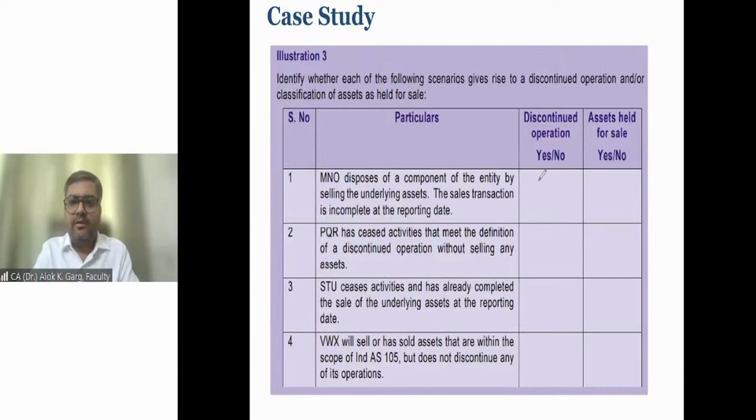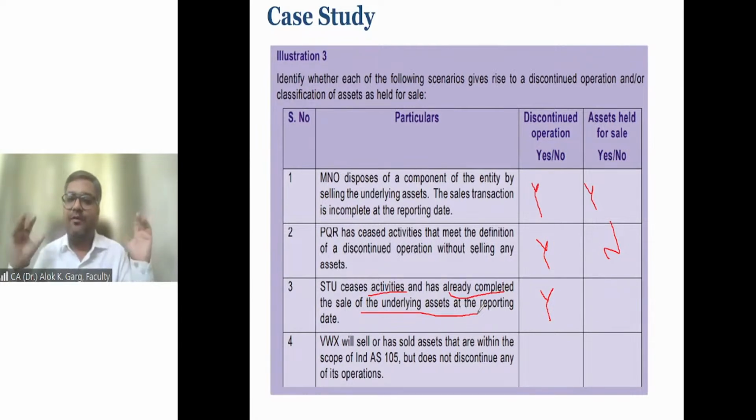Is it visible now? So in question number 1 it was yes, in question number 2 it was yes, in question number 3 it was yes, and in question number 4 it was no. STU ceases activity and already completed sale of underlying assets at the reporting date. Considering these activities are like a component, it is a discontinued operation. Is it an asset held for sale? It is written that it has already completed the sale on the reporting date. On the reporting date, there is no disposal group held for sale. They have already completed the sale. Although it was a disposal group held for sale, on the reporting date nothing is left. They have sold out everything. That is why it is not a disposal group held for sale, right? Otherwise, it was a disposal group held for sale.